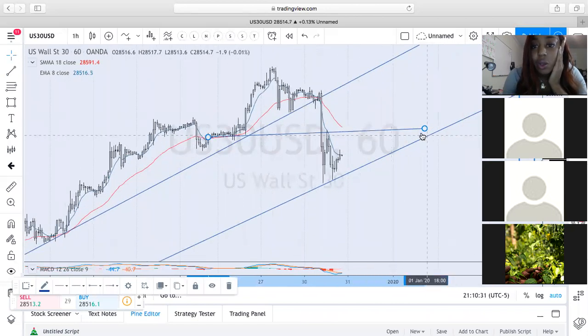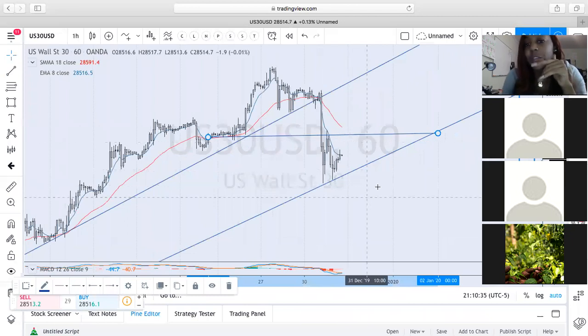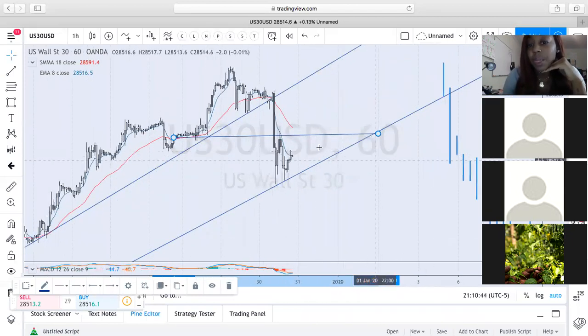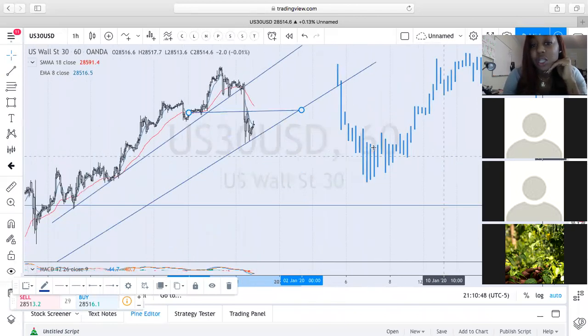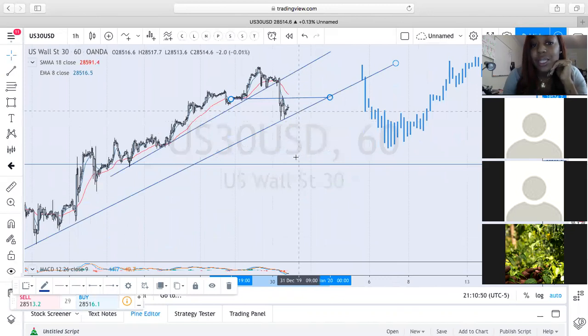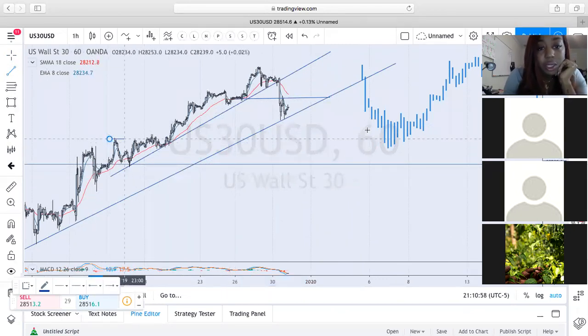And now I'm expecting this to break through, but what it could do is come back and test this area a little bit more before it drops and breaks this structure. Then once it breaks this structure though, I'm expecting it to come to this level right here. It's two levels actually. Here as well as here.